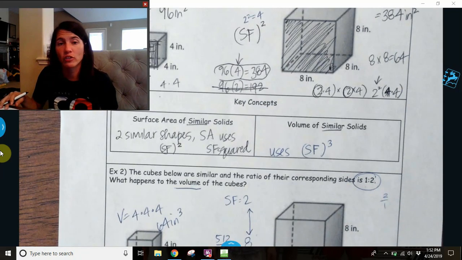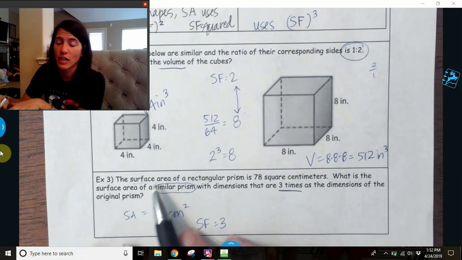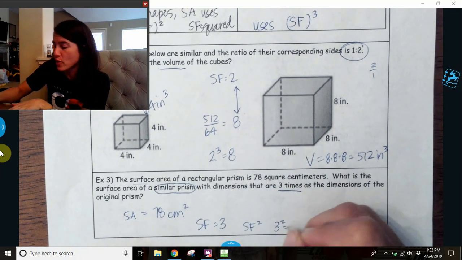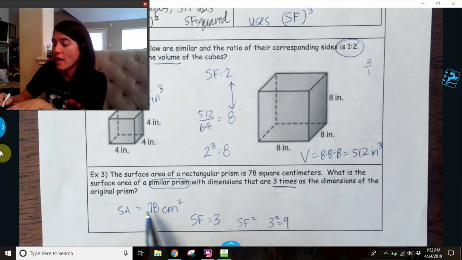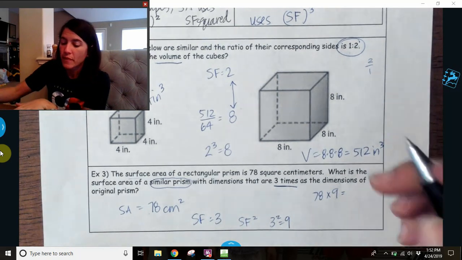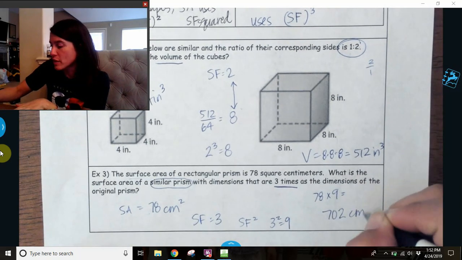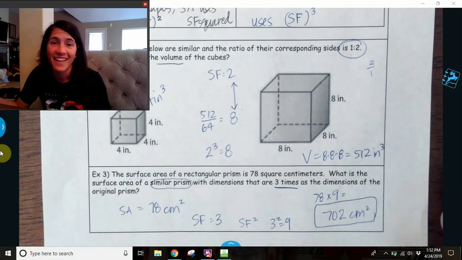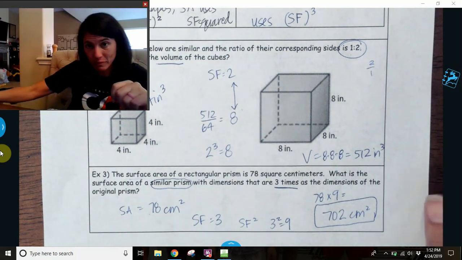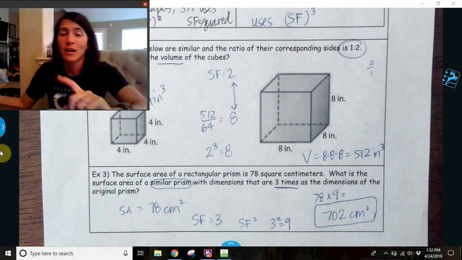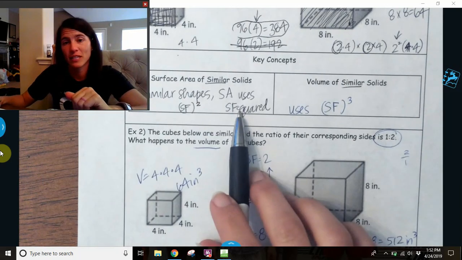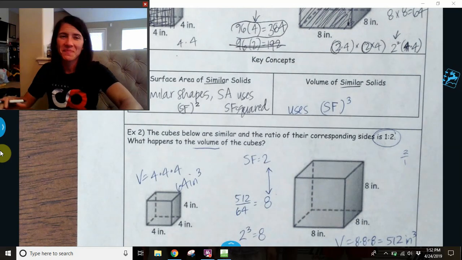So if you forget, go back and look at your key concepts. But since we're talking about surface area, that means we're going to use the scale factor squared. So 3 squared is 9. And then what we're going to do is just do 78 times 9. And we get 702 centimeters squared. And that is the surface area of the new, bigger prism with dimensions that are 3 times as big. And what we did was we took the scale factor and we squared it because it was surface area. Scale factor squared.